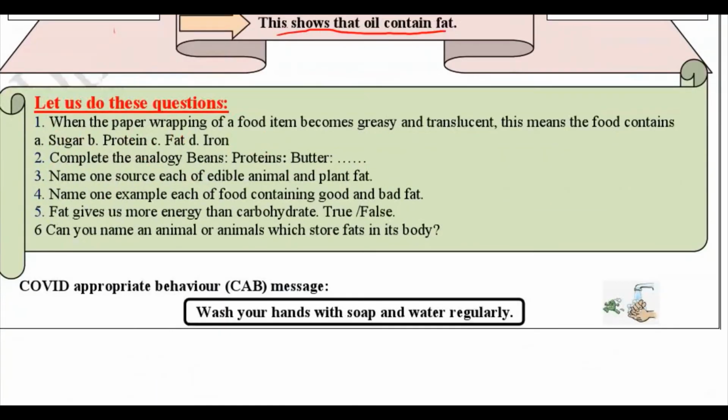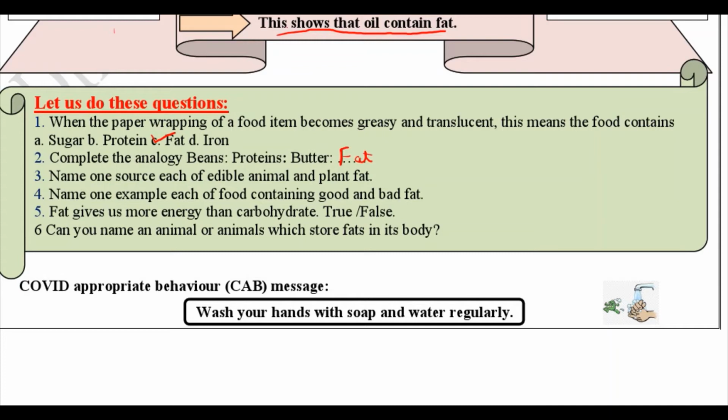Now there are some questions given here which we need to solve. So let's see. When the paper wrapping of a food item becomes greasy and translucent, this means the food contains A. Sugar, B. Protein, C. Fat or D. Iron. So it will be containing what? Fat, as we have studied. Now complete the analogy. Beans, proteins. So butter will have what? Butter will have fat, okay.